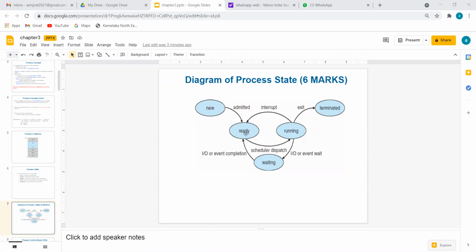So new, ready, running, and many a time an interrupt occurs. So once all the interrupts finish, its execution completes, exit. So that's called an infinite loop.